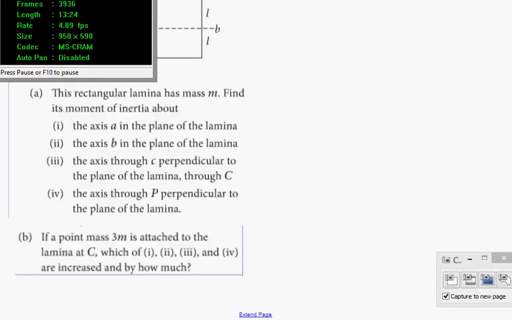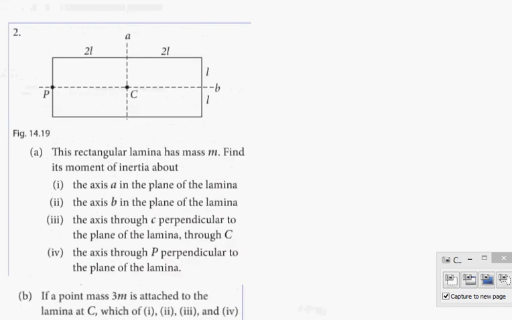Alright guys, this one here is exercise 14b, question 2. This is a rectangular laminate. Find the moment of inertia about axis A. Now axis A has 2L either side. Okay, so axis A is this axis here. Now they did get this one mixed up, because it's 2L to the left and 2L to the right. So what it should be is this.